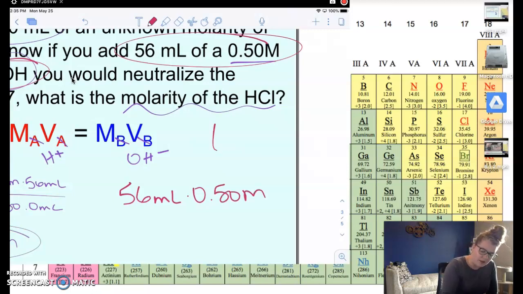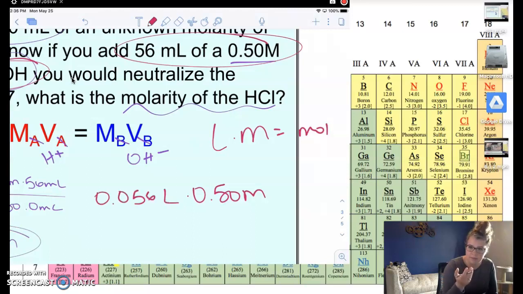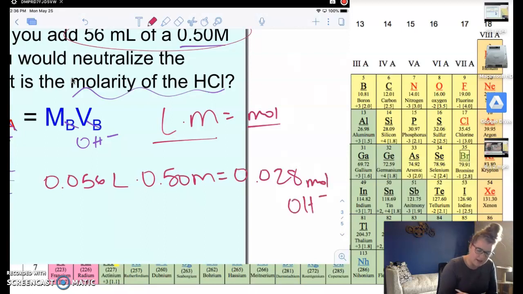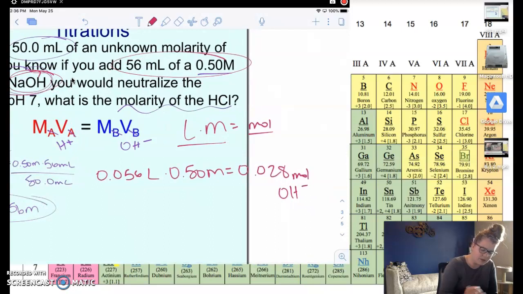And I know that liters times molarity equals moles. So the first thing I need to do is turn these milliliters into liters. So 0.056 liters, just divide by 1,000. And then I can do liters times molarity to get moles. So 0.056 times 0.5, I'm getting 0.028. Did I type that in correctly? Yep, cool. So that's how many moles of the hydroxide ions I've got because of that sodium hydroxide here.